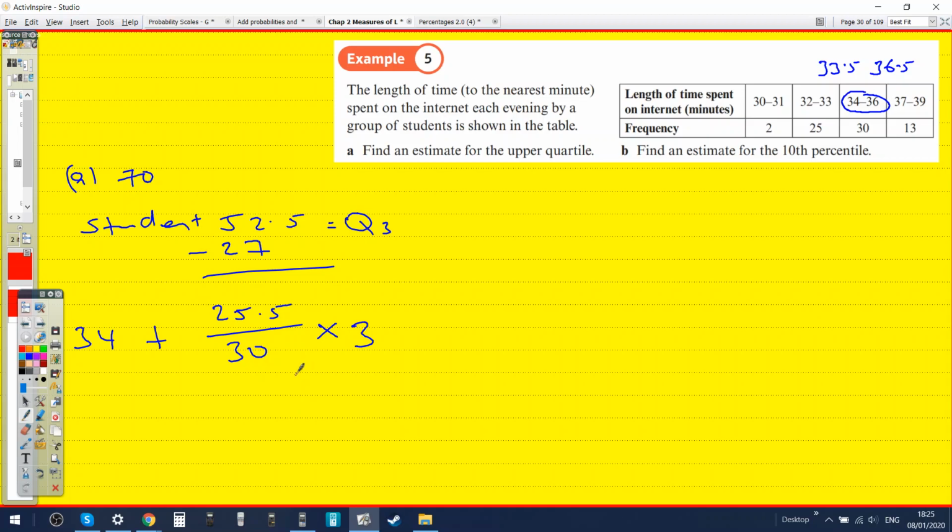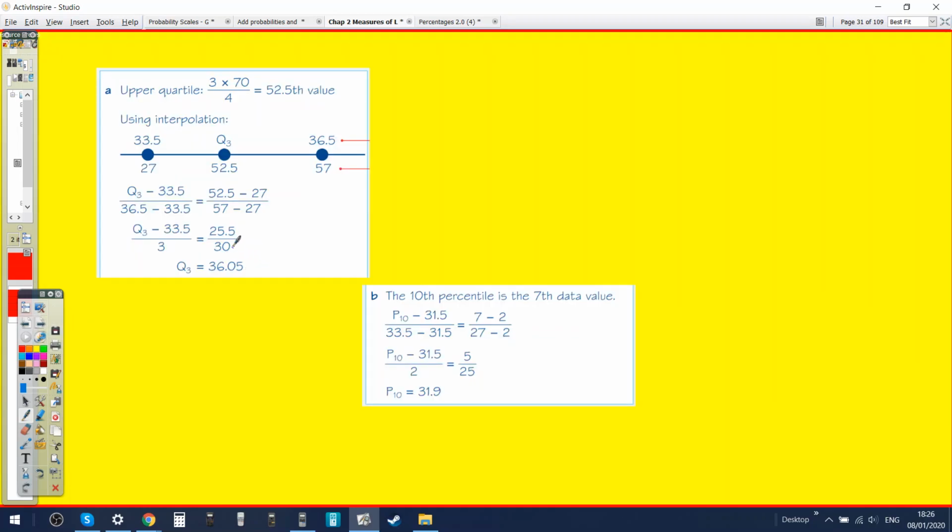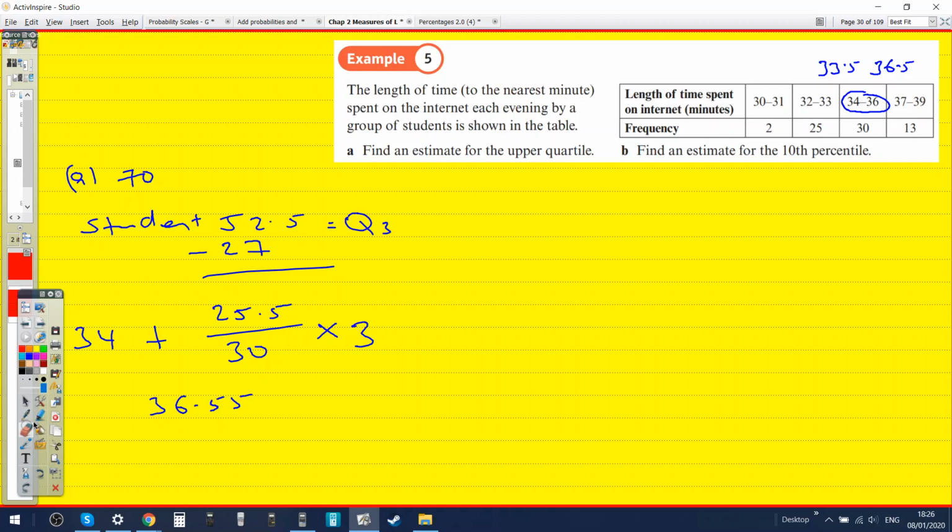Work that out. What do you get? Hang on, should it be 34 or should it be 33.5? Work this one out, see what you get. 36.55. There it is, 36.05. That is because I think we had to start, instead of 34, make it 33.5. What do you get? Yeah, that'll work. 36.05. That's what it should be.